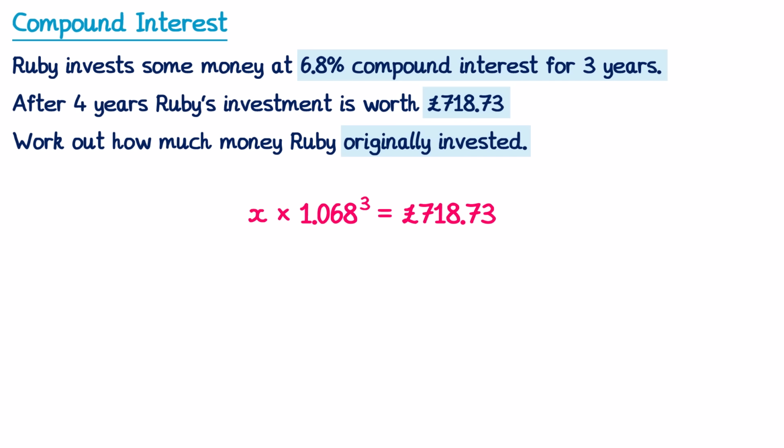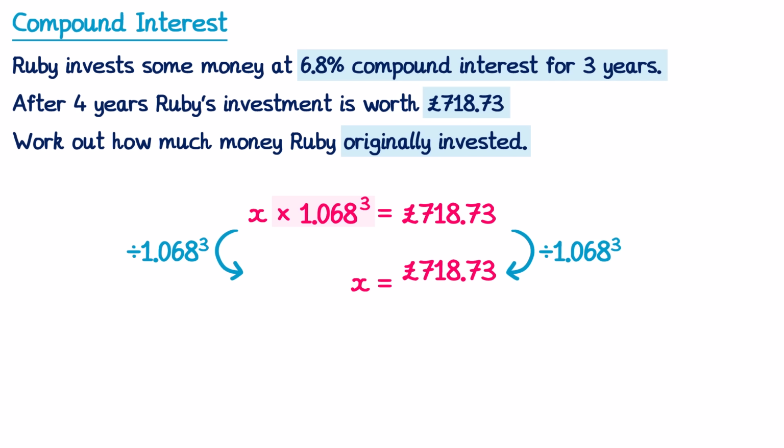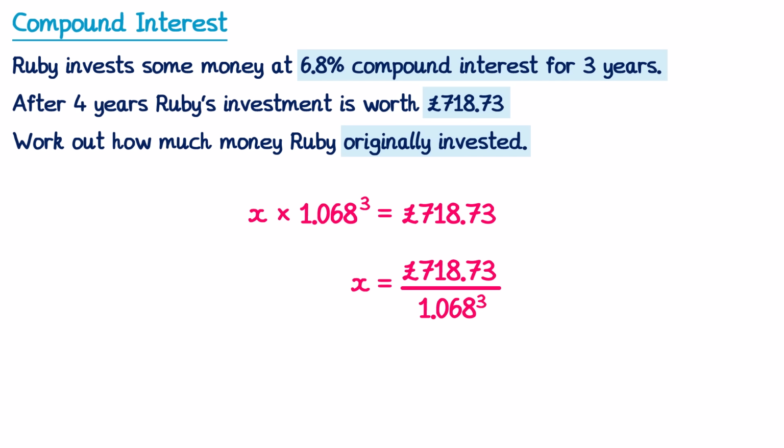Just like in that video, to solve this, we'll divide both sides by what we're multiplying x by, and in this case it's 1.068 to the power 3. So we'll divide both sides by 1.068 to the power 3. On the left hand side that will give us x equals, and on the right hand side we have £718.73 divided by 1.068 to the power 3.